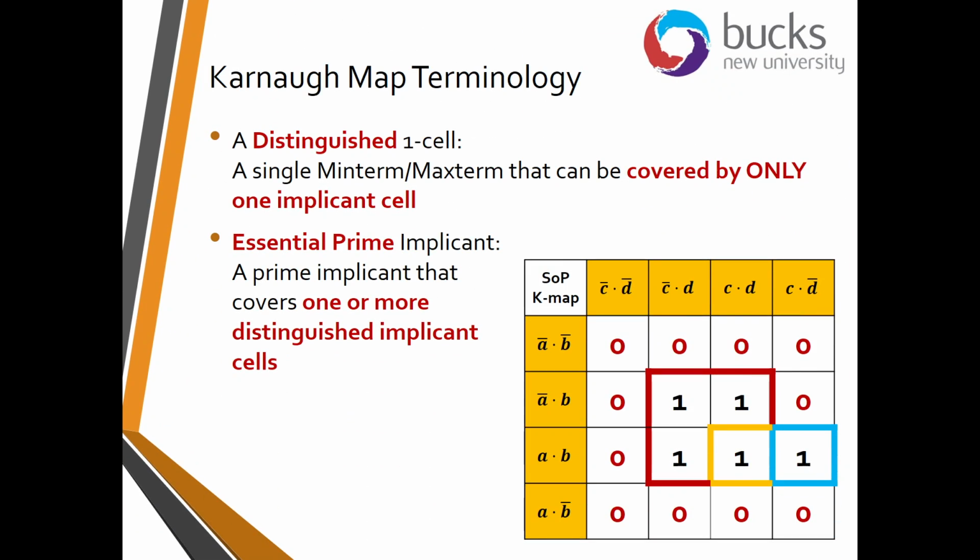So we also talked about a distinguished cell. A distinguished cell is a single min term or max term that can be covered by only one implicant cell. So it could be an individual cell. We've got the blue and the orange there, where the orange is the distinguished cell, and the blue is the distinguished cell. The essential prime implicant is a prime implicant that covers one or more distinguished cells. So the orange one on this map there.